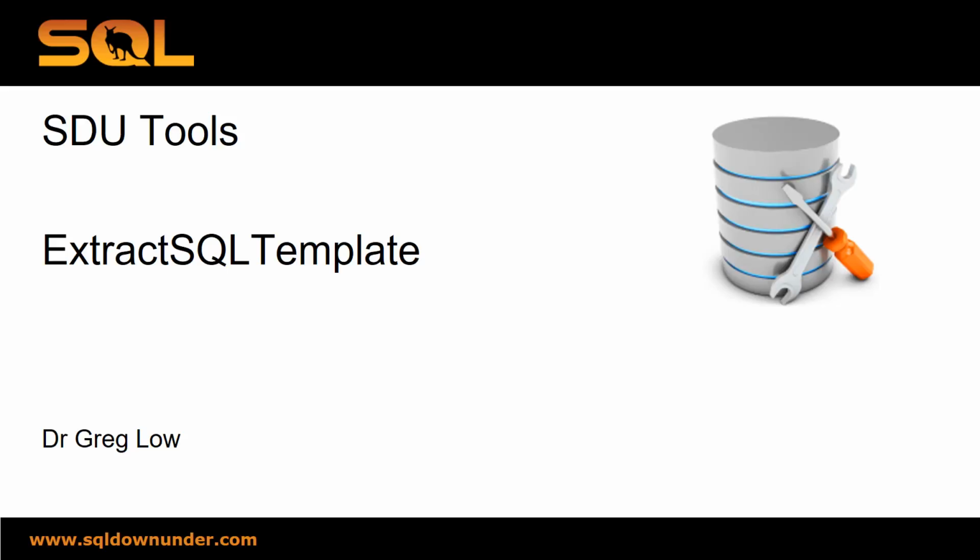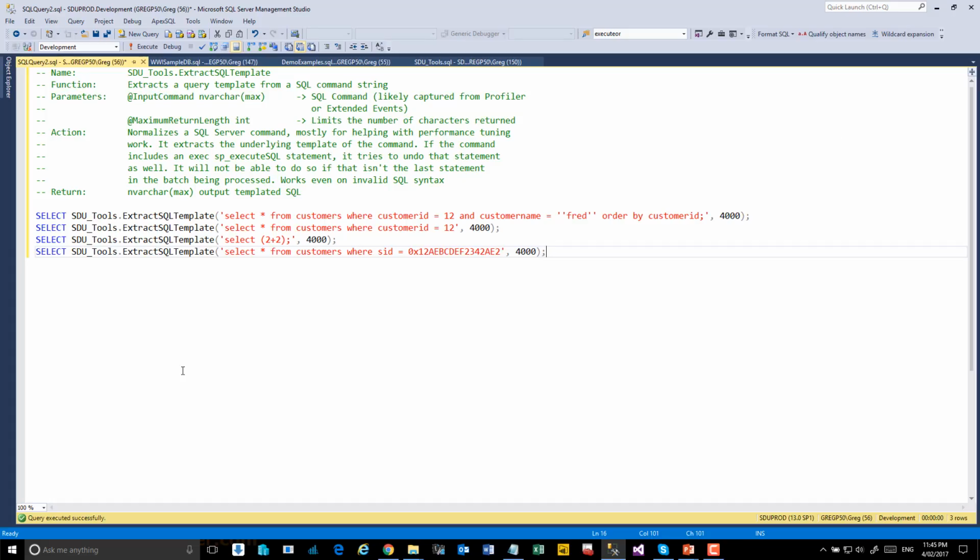It's on ExtractQueryTemplate. When I'm doing query performance tuning work, I need to capture traces of queries, but then I want to look at those traces and work out which commands are being executed how often and using which query plans. Now, one of the problems is that if I have a query that says select ASTA from customers where customer ID is 12, and I have another query that says where customer ID is 15, I don't really want them aggregated separately in those reports.